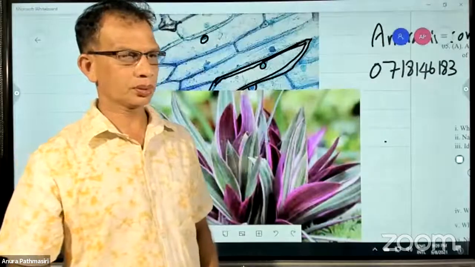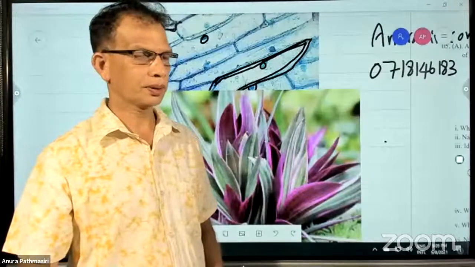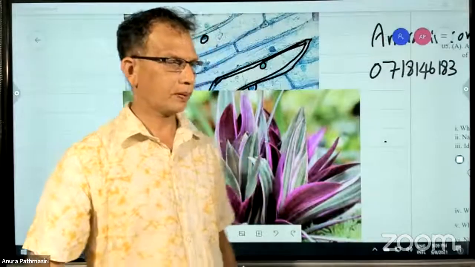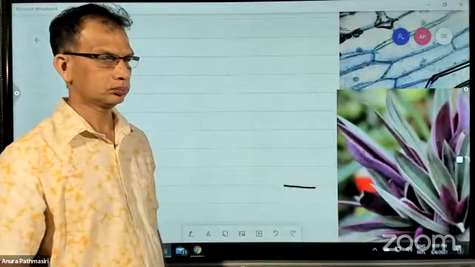I'm going to show you some cheek cells. See the difference between the animal cells and the plant cells. These are cheek cells.